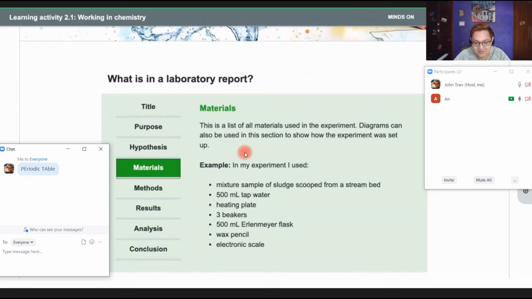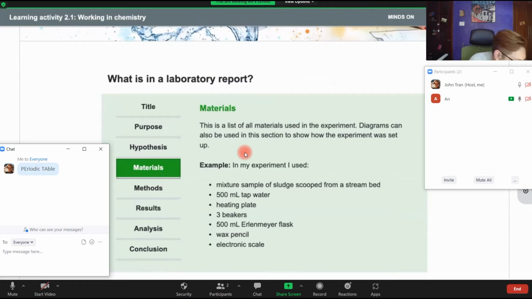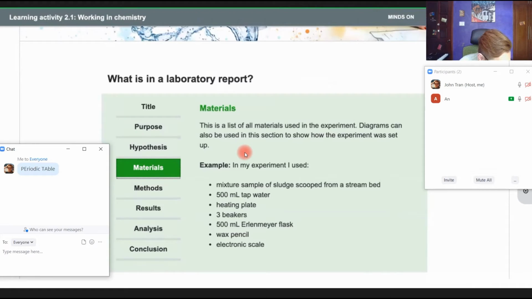Material. This is a list of all materials used in the experiment. A diagram can also be used in this section to show how the experiment was set up. Example: in my experiment, I used a sample mixture of sludge scooped from a stream bed.